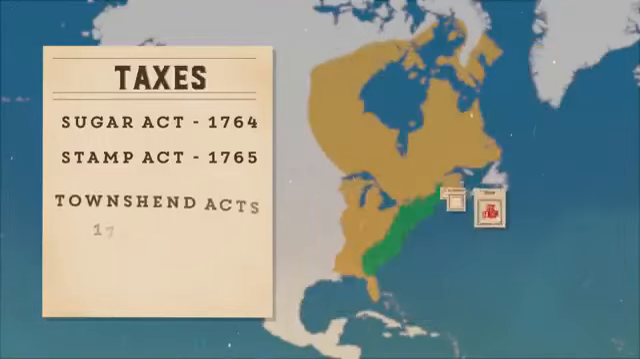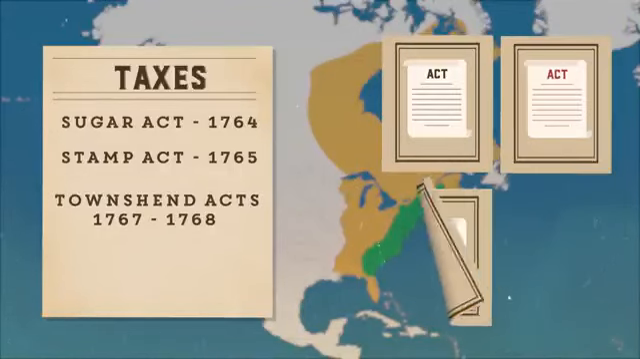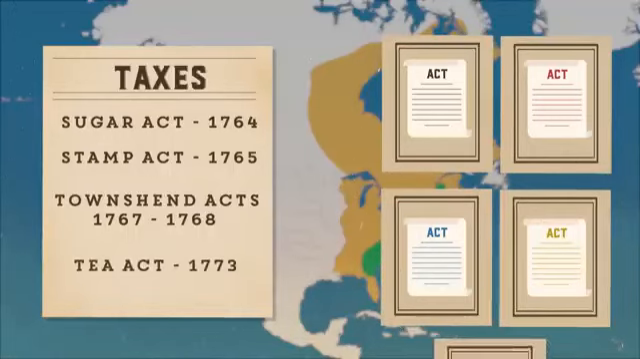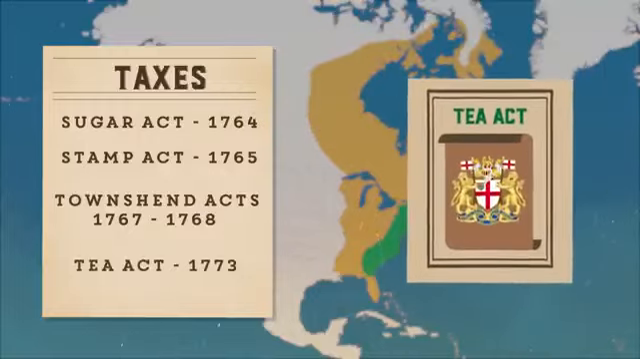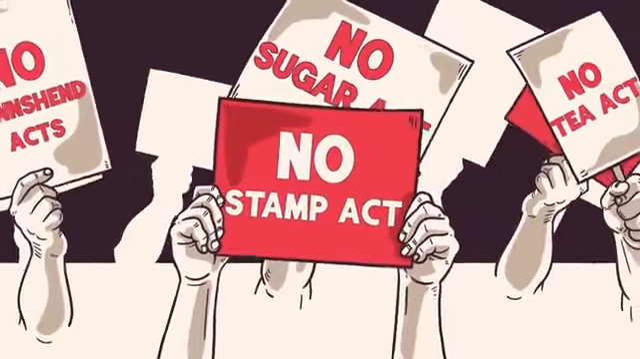The Townshend Acts, 2 years after that, were a series of 4 acts in an attempt to exert authority over the American colonies. And the Tea Act was introduced 6 years later to save the East India Company, a key part of the British economy. These acts provoked great anger among many colonists.